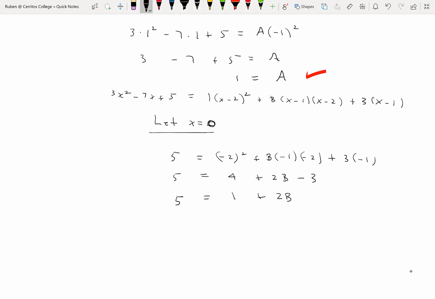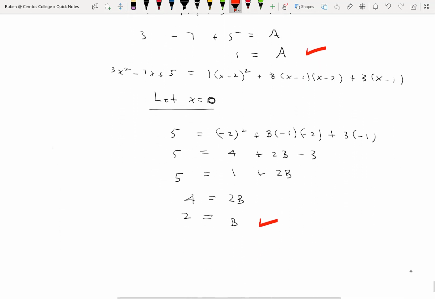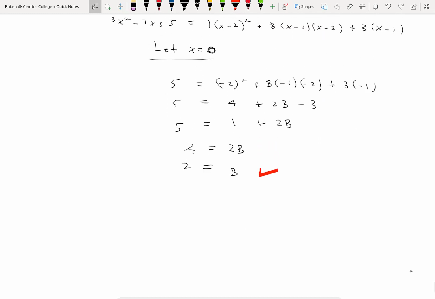So let's solve for b. We get 2b equals 4 if I subtract 1 from both sides. So b should equal 2. And I've got my 3 constants now. A equals 1, b equals 2, c equals 3. 1, 2, 3. I wasn't feeling very original on this problem.